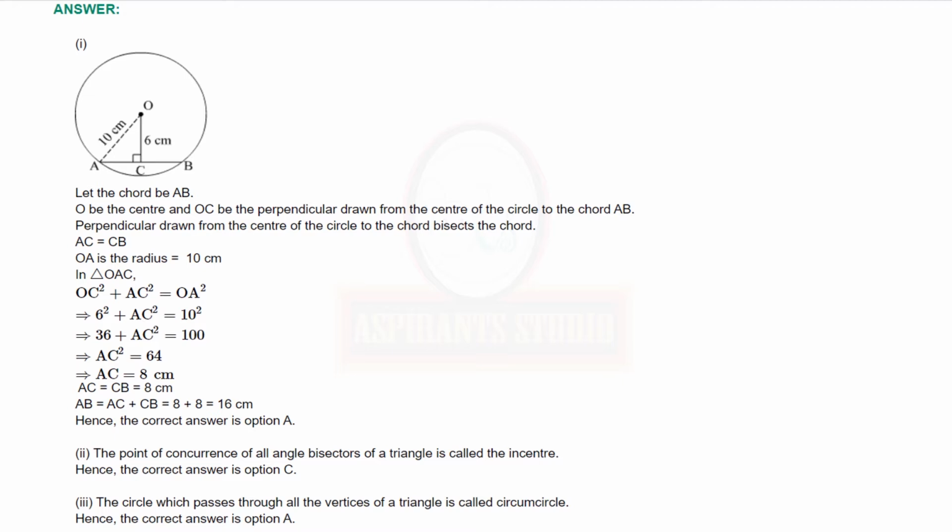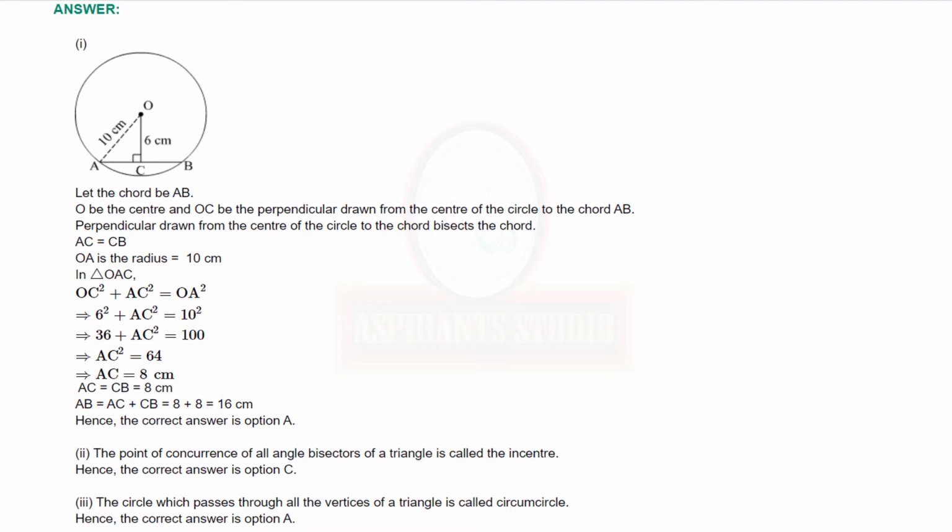Now find out AB, the length of chord AB. AB is equal to AC plus CB. AC is 8 and CB is 8, so totally it is 16 centimeters. Now coming to the second one. The point of concurrence of all angle bisectors of a triangle is called dash. The point of concurrence of all angle bisectors of a triangle is called the incenter.